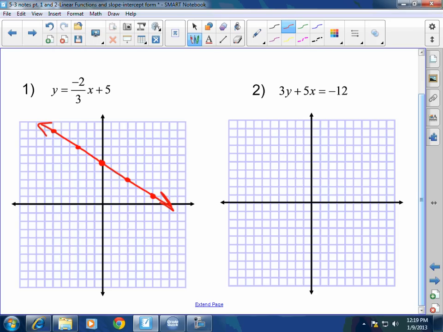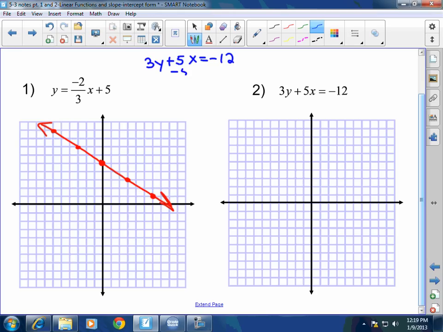Okay, now, this one I really want you to pay attention for, number 2. I've got 3y plus 5x equals -12. This is only going to mess you up if you're not very strong with equation skills. If you're strong with equation skills, it's a joke. Go for it.